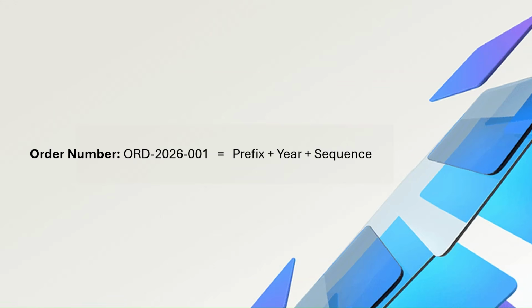In this video, I'm going to show you how you can create the ID like this. You can have your own prefix with the year and with the sequence number. So if you're interested, then let's get started.